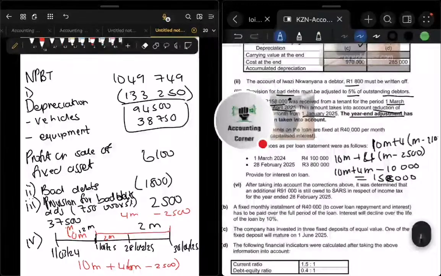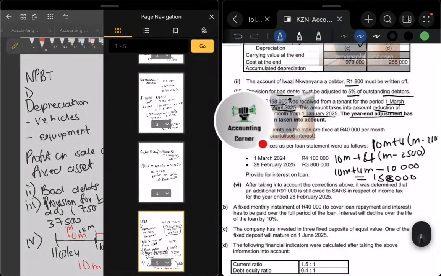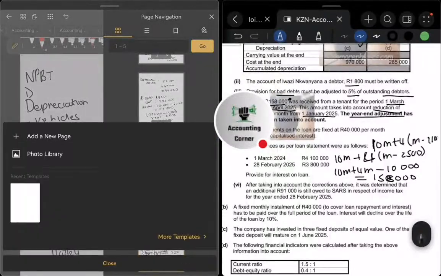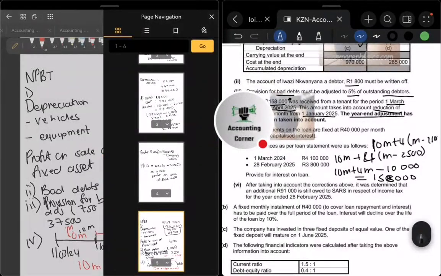Okay. I've written a lot, so let me just add another page for that.